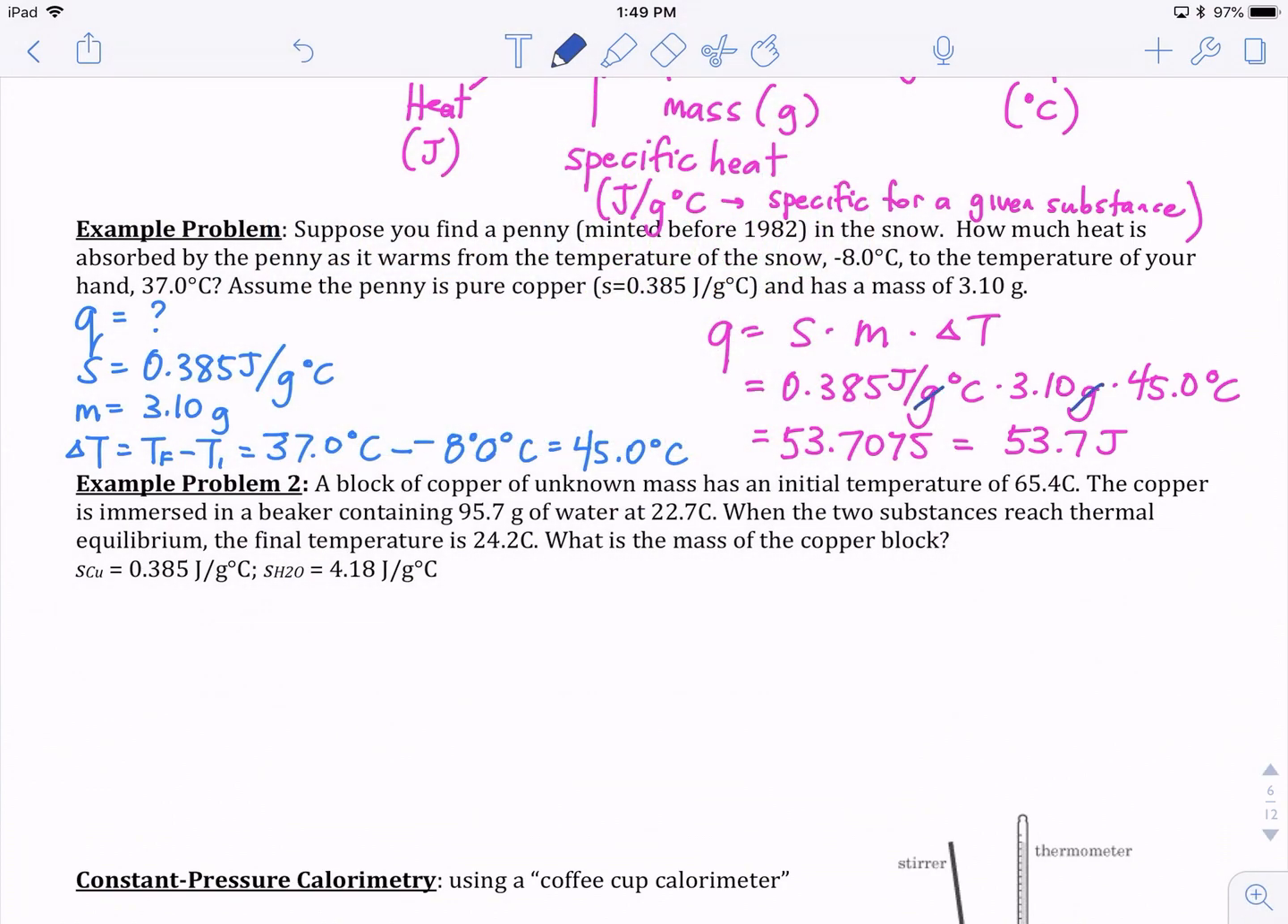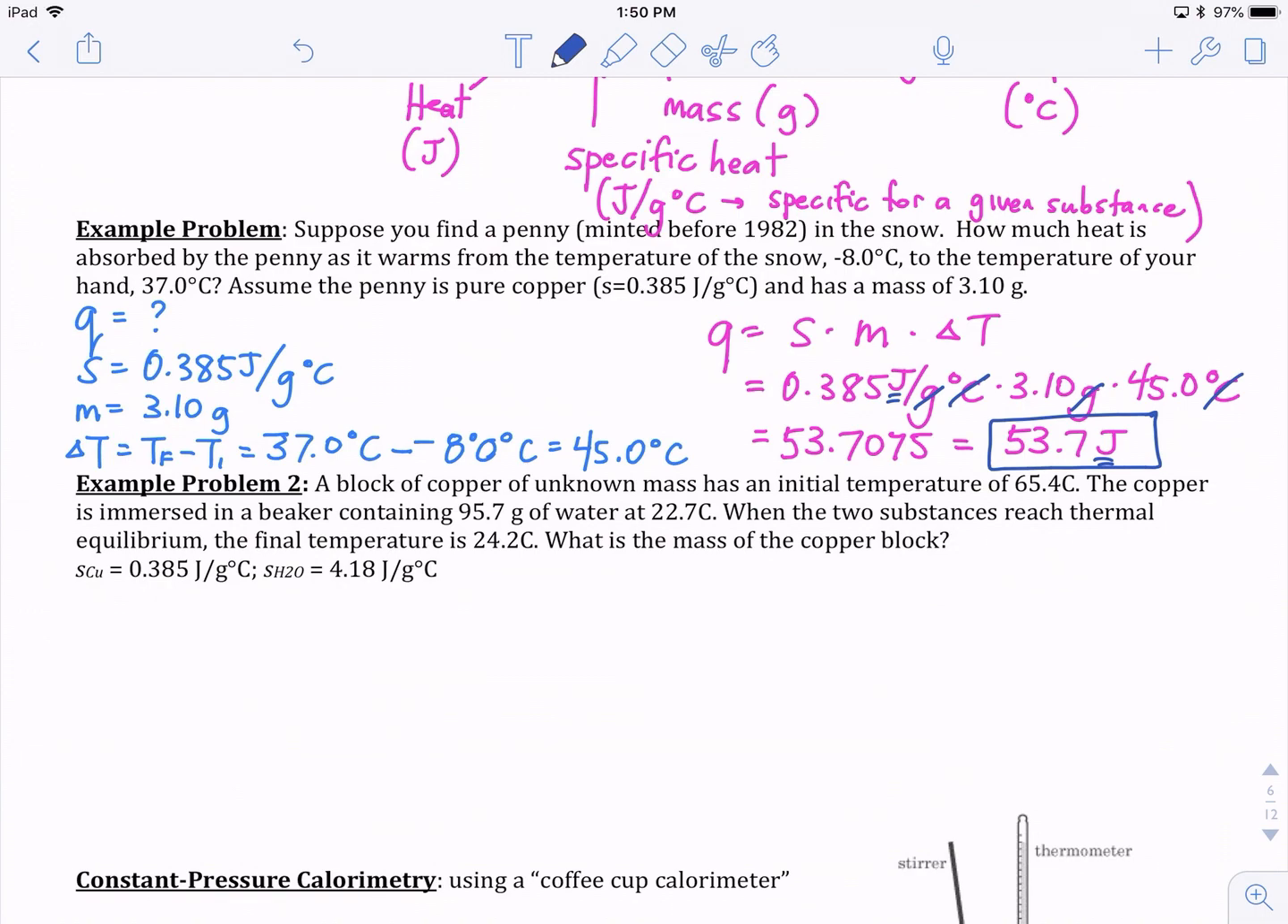Our grams cancel, our degrees Celsius cancel. We're left with units of joules, which is where we get our units of joules in our answer. And we can label that as 53.7 joules. So for that penny to go from -8 degrees to 37 degrees takes into account the mass of the penny and the fact that the penny's copper. It's going to take 53.7 joules from your hand, from your body, transferred to the penny to make that change.